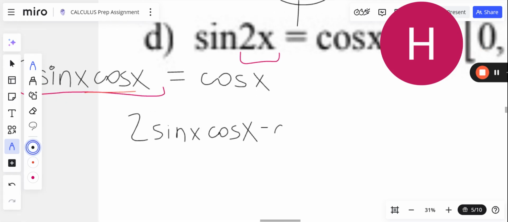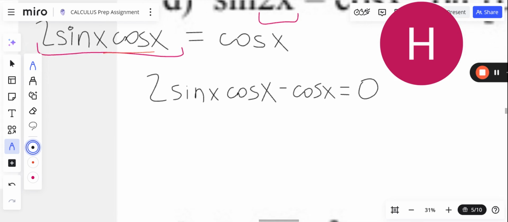Subtract the cosine of x from both sides, and now we have things equal to 0. We like that because we're able to solve these equations with factoring when they're equal to 0. Not all equations are nicely factorable, but this one happens to be factorable. We can factor cosine x out of the expression and be left with 2 sine of x minus 1.